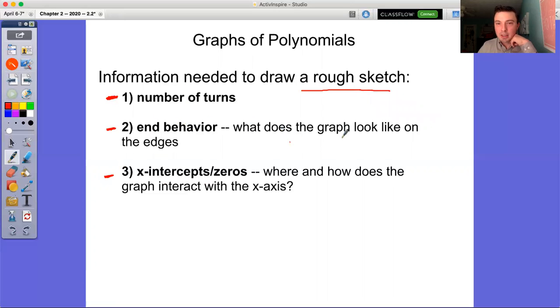End behavior. What does the graph look like at the edges? Like as x gets really big or as x gets really small. And third is, what are the x-intercepts or zeros? You probably are familiar with x-intercepts. It's where and how does the graph interact with the x-axis. And we're going to go over each of these individually, starting with number of turns.